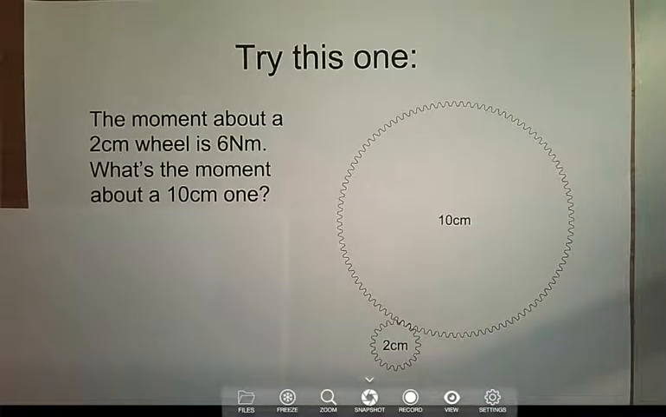And this is the last one. The moment about the 2 centimetre wheel is 6 Newton meters. What's the moment about the 10 centimetre one? I'll give you a moment before I give you the solution.